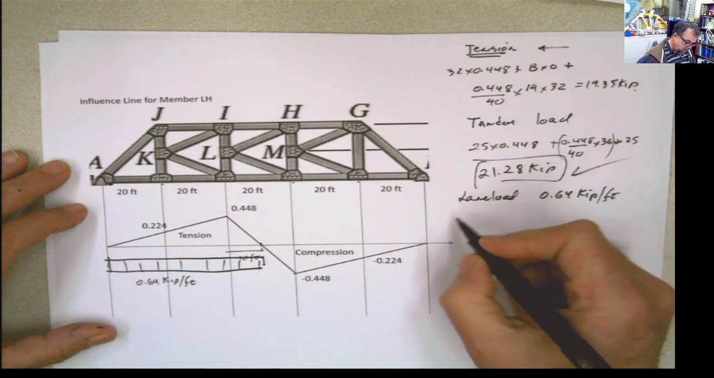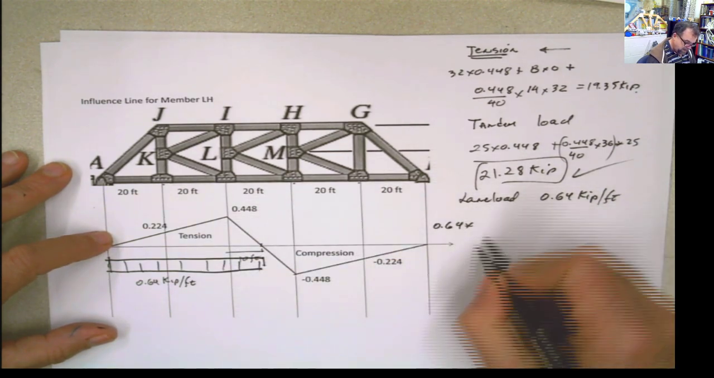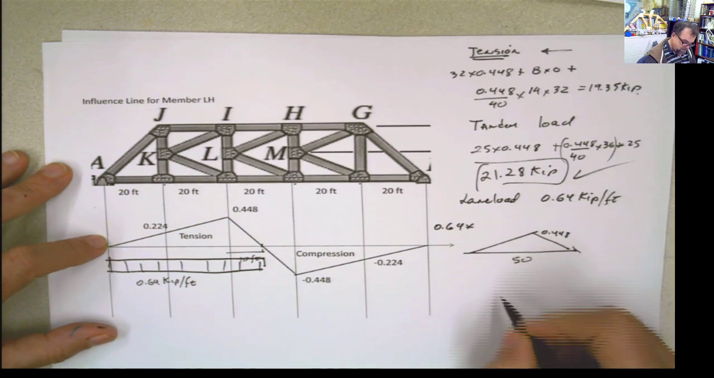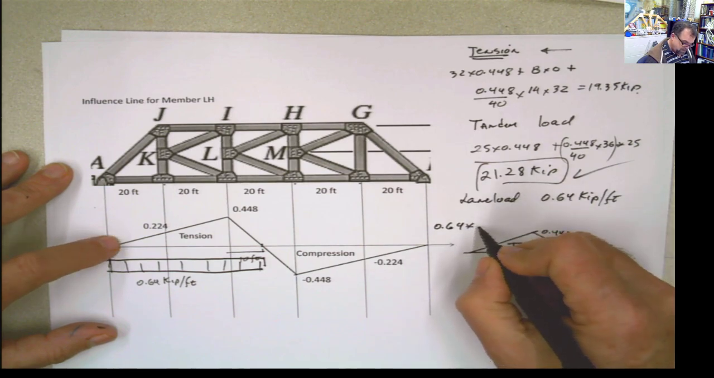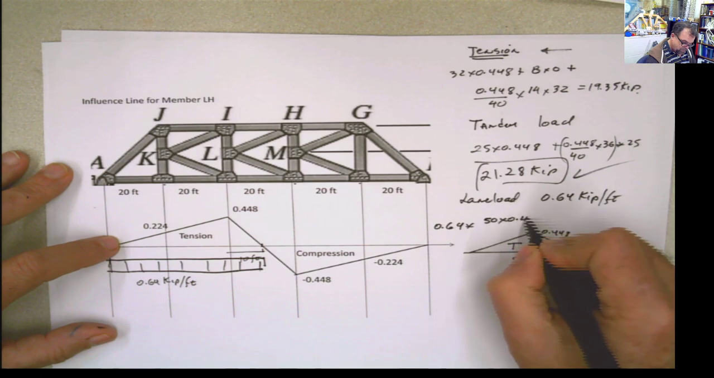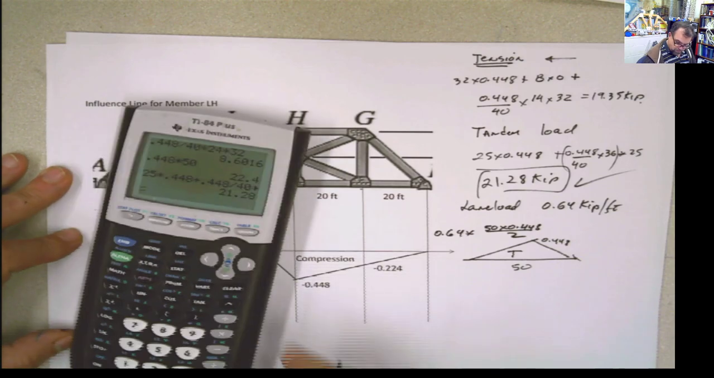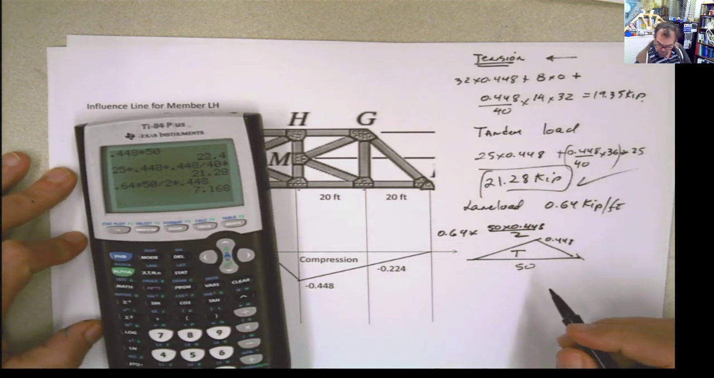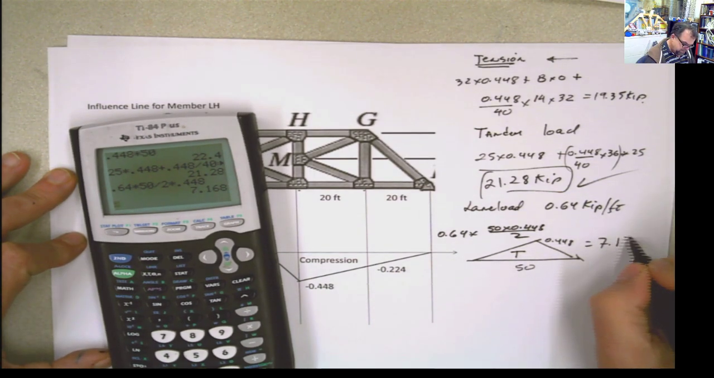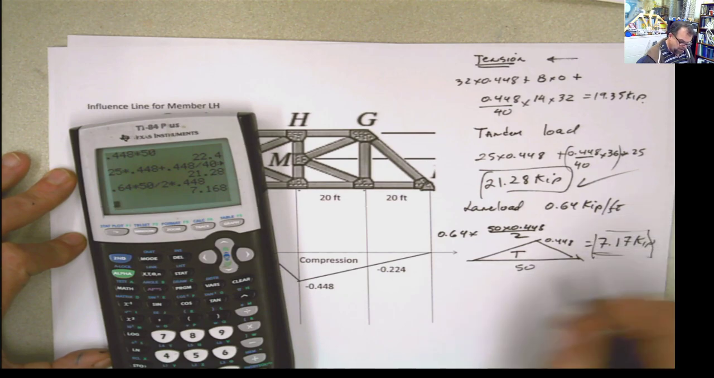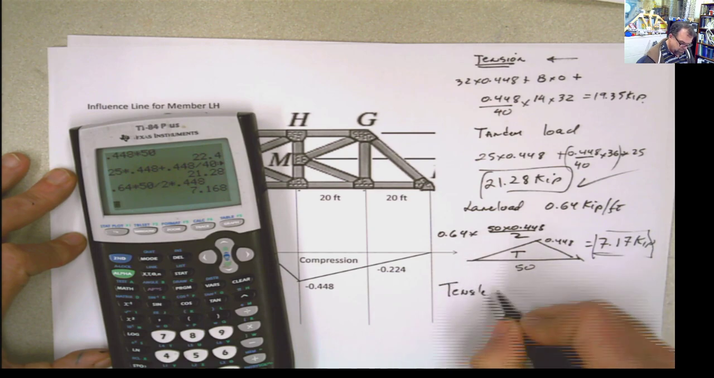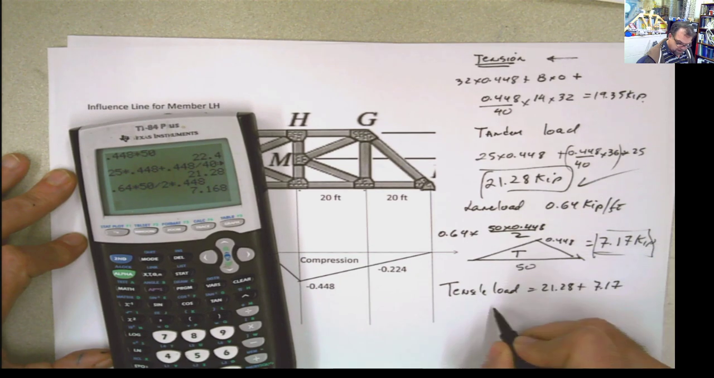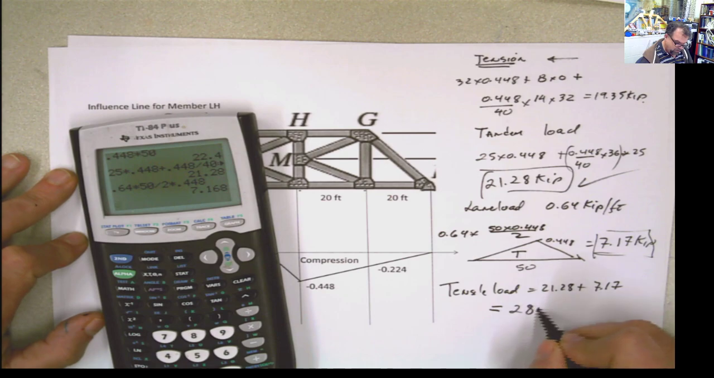Now I'm gonna get this and I'm gonna multiply by that area. 0.64 multiplied by the area of this, which is 50, and this is 0.448, the influence area in tension. So it's going to be 0.64 times 50 times 0.448 divided by 2. 0.64 times 50 divided by 2 times 0.448, and that will be 7.17 kip. So now my total load in tension, tensile load, on that bar will be 21.28 plus 7.17, and this is a total of 28.45 kip.